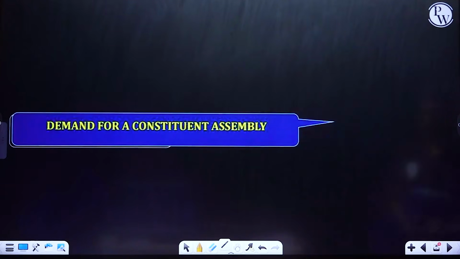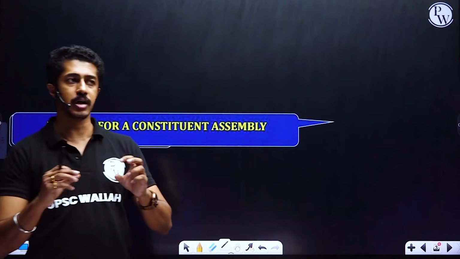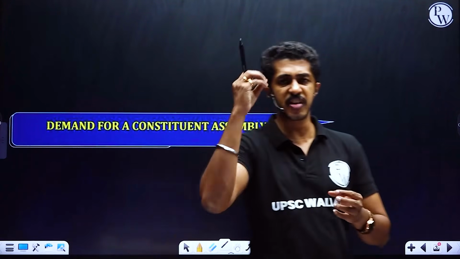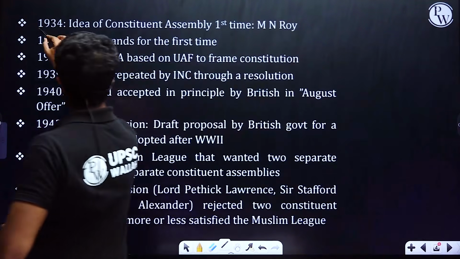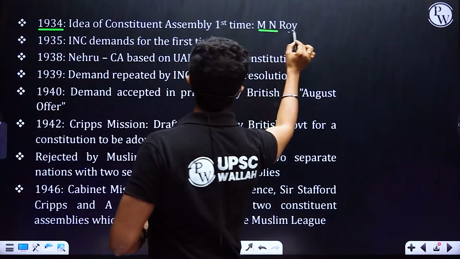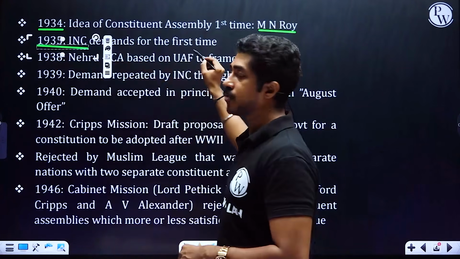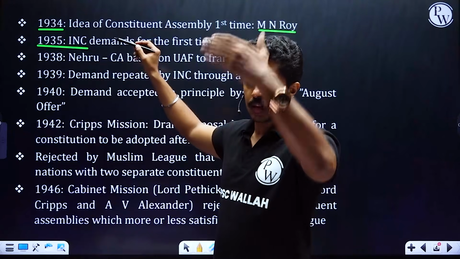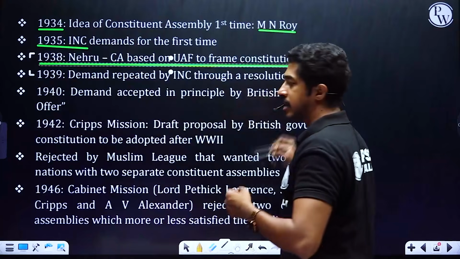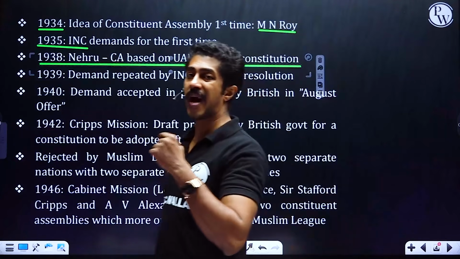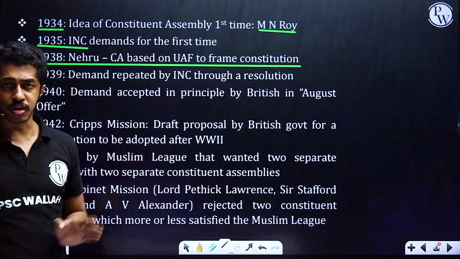So without any further delay, going to the demand for a Constituent Assembly. How did this demand start? From where did this first idea come? Who was the first person to say this? In that regard, in 1934, the idea of a Constituent Assembly for the first time was given by M.N. Roy. 1935, INC makes the demand for the first time. Then a little gap. 1938, Nehru said that we need a Constituent Assembly based on UAF, Universal Adult Franchise, to frame the constitution.